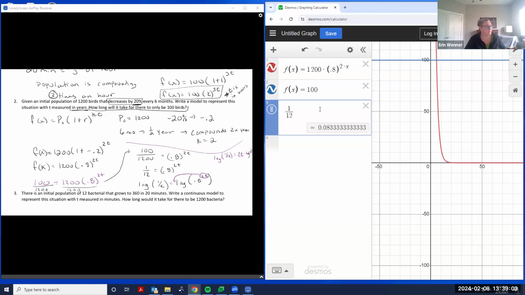I know I'm running out of room. You can barely see what I'm trying to write. So how do we solve this? We're going to divide both sides by log of 0.8.